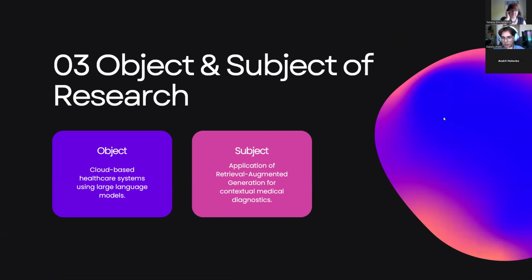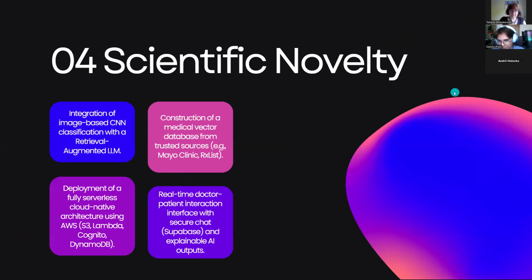Our research object is the overall cloud-based system. The subject is more specific. We investigate how to use retrieval augmented generation to boost the performance of language models in medical diagnosis. Then, about the scientific novelty, what's new in our approach is the complete end-to-end integration of multiple AI technologies. First, we use convolutional neural networks, or CNNs, to process and classify medical images. Then we add context to it, like the data that the user shares in the questionnaire of our app, and the data provided in the chat system describing their problem.